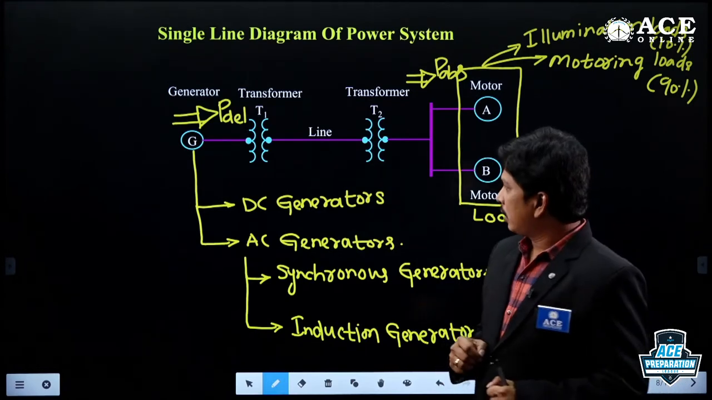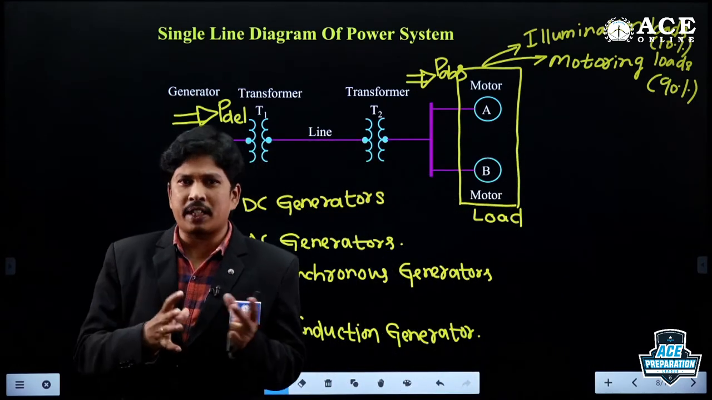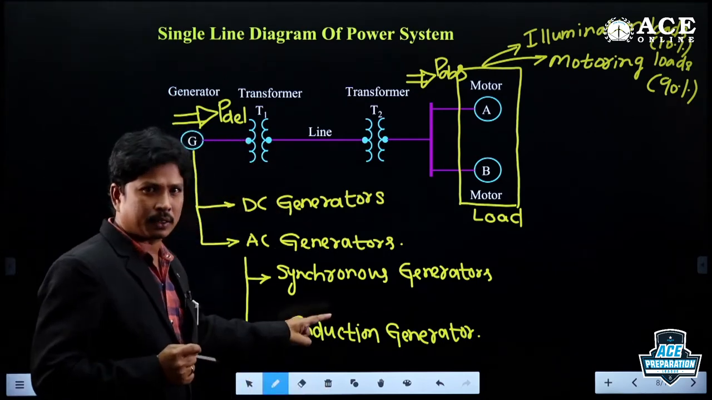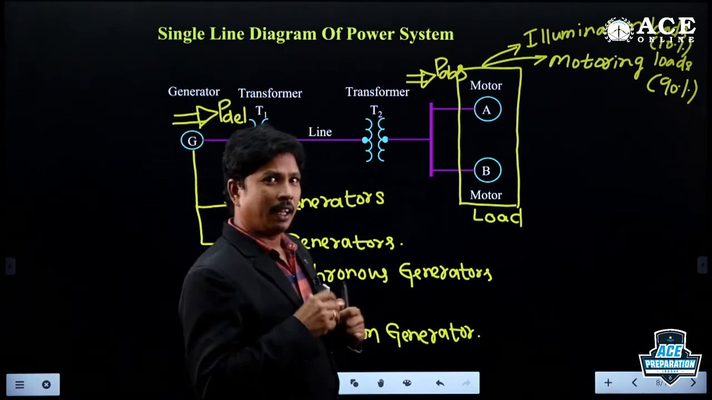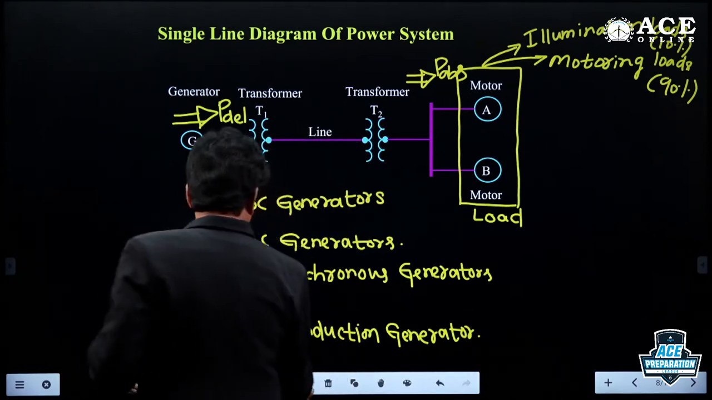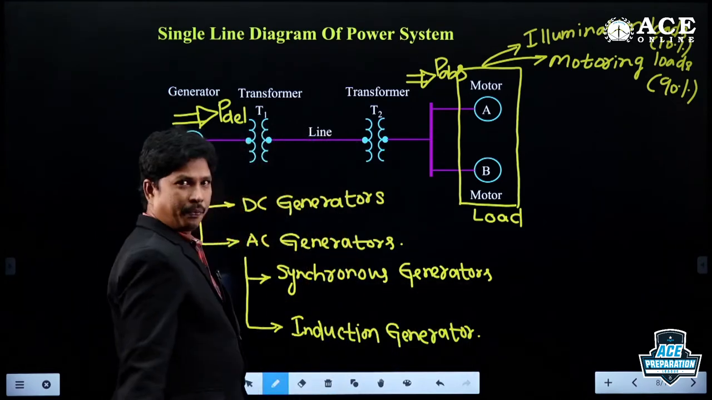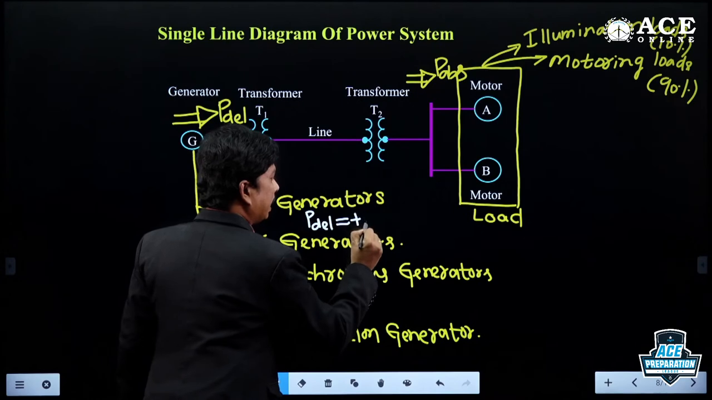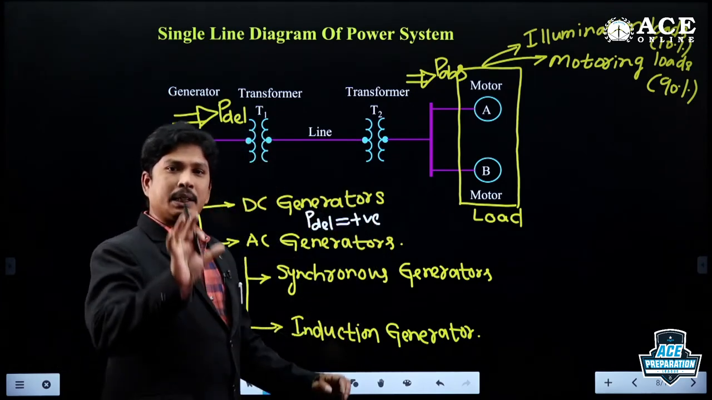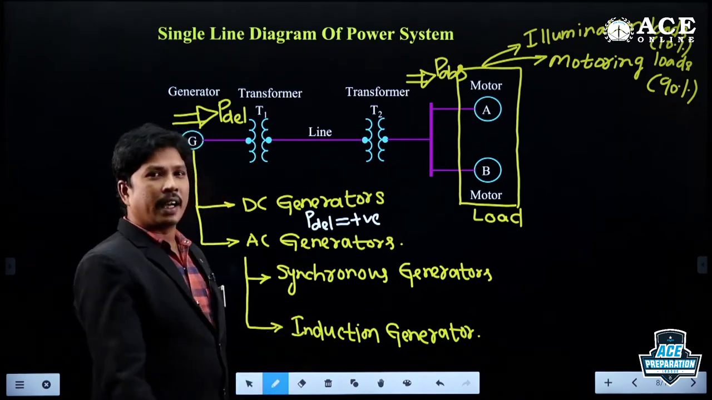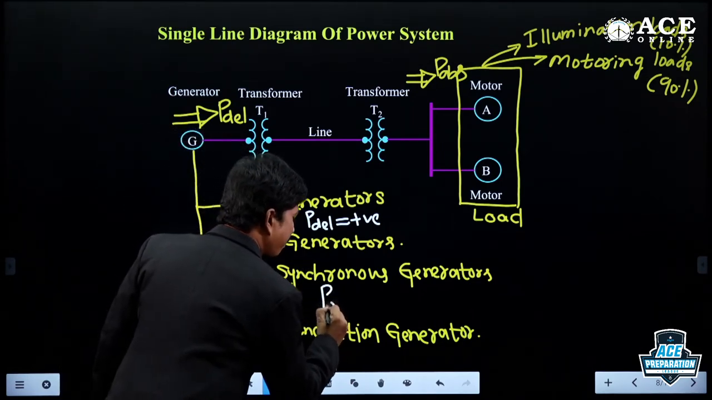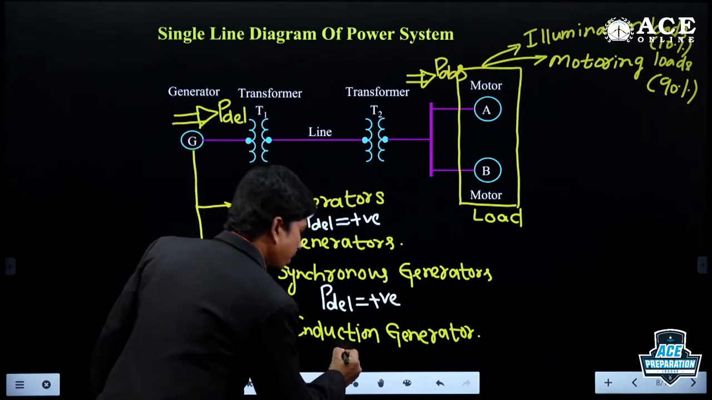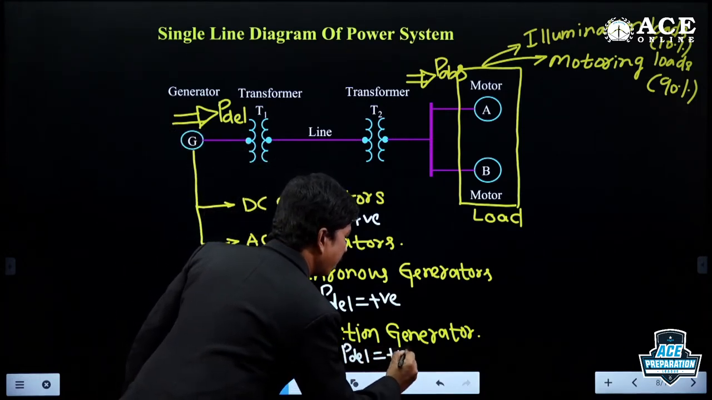Is it clear? Now, how can we categorize them? What is the basic difference between them? Because all are generators only. Every generator is able to deliver active power. If you write what a DC generator is capable of, it can deliver a positive value of active power. A synchronous generator is also able to deliver a positive value of active power. What about the induction generator? It is also able to deliver a positive value of active power.